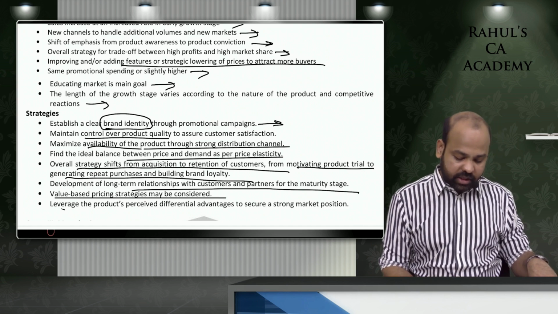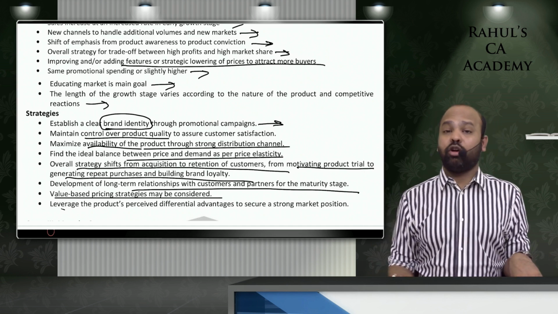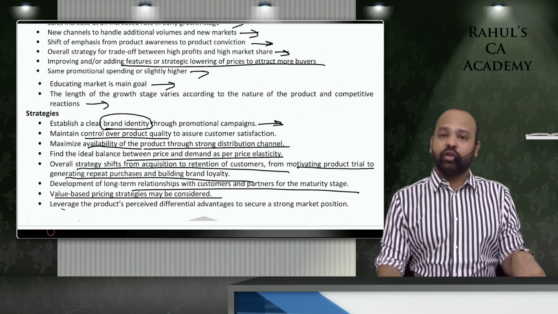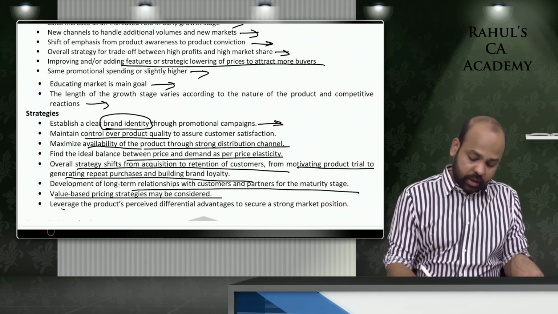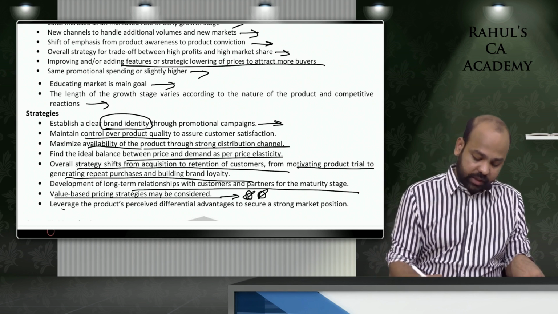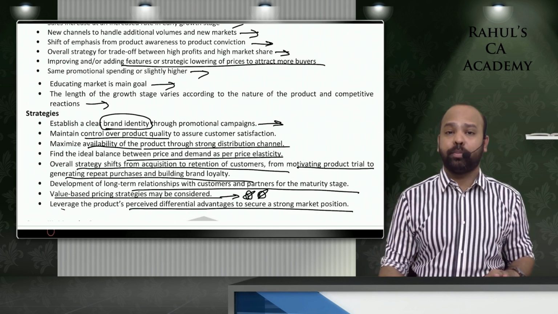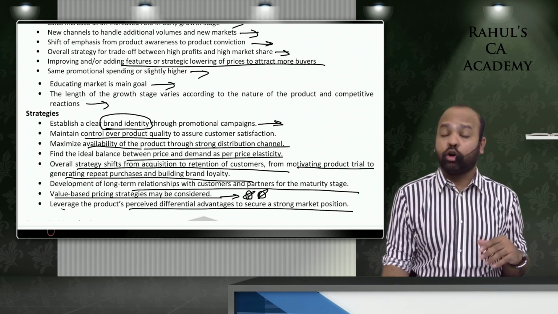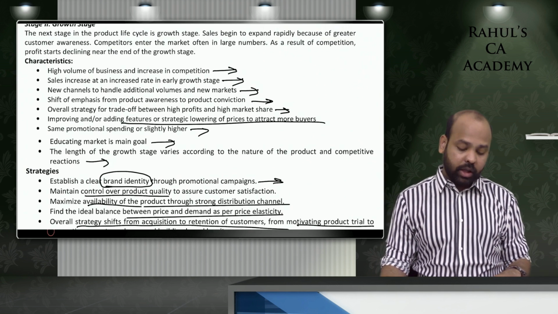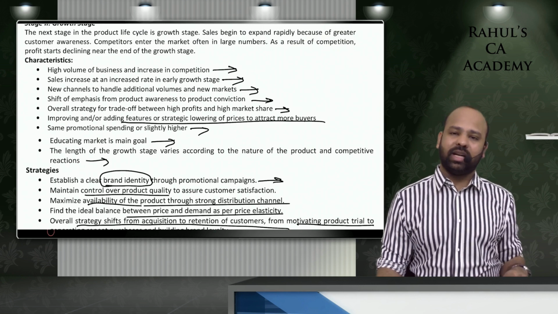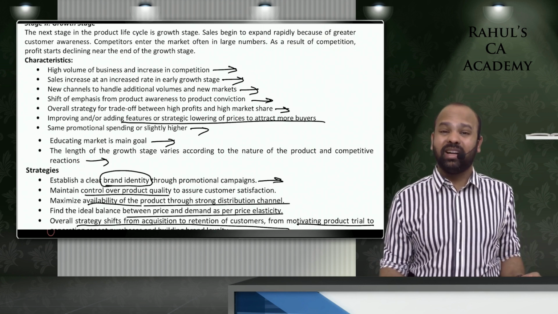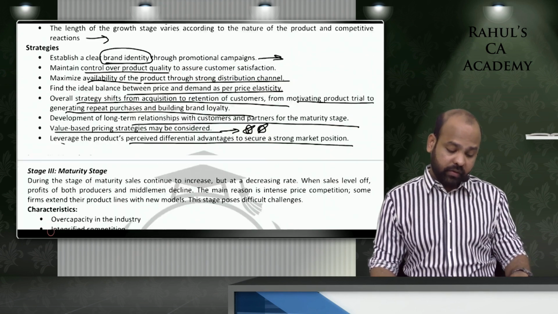Value-based pricing strategies can be considered better here because the competition is kicking in and there are huge volumes. You will have to differentiate from your competitors. So value-based pricing strategies leverage the product's perceived differential advantage. Try to market your product differentiation strategy better, that you are offering a product much better than the others. All of these are the strategies that a company can implement under your growth phase.